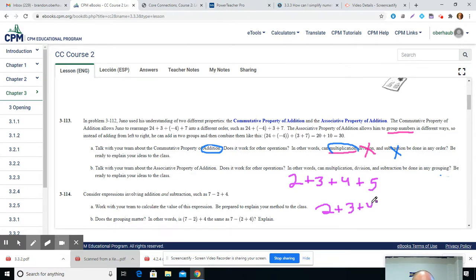So first of all, that's how it's different from commutative property, because our numbers will be in the exact same order. And associative property says we're going to group them differently. So here's what I'm going to do first. I'm going to group this and this, and I'm going to group this and this. All right, so notice both here and here, they're in the same order. I'm just grouping them differently.